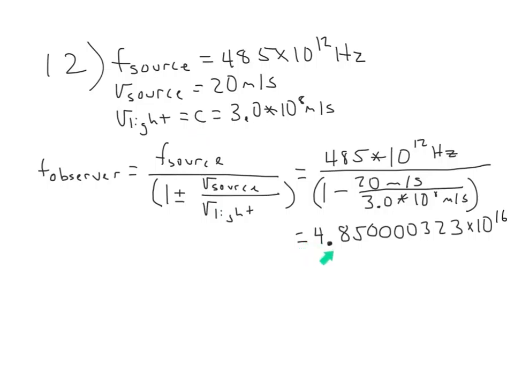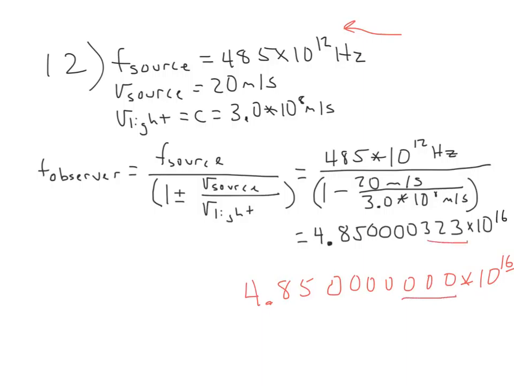And our answer is 4.85 0.0000323 times 10 to the 16th. Now, if you look at what the original frequency was, 4.85 0.0000000 times 10 to the 16th hertz. Now, why is it 10 to the 16th and not 10 to the 12th like up here? I moved the decimal point over twice here. But if you look, we are talking about a very small change.